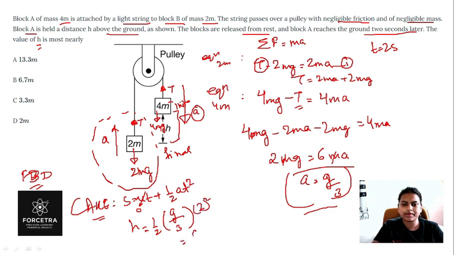So let's solve it. It would be 2g upon 3, so it would be 20 upon 3, which is 6.667, so something around 6.7 meters is the h distance.